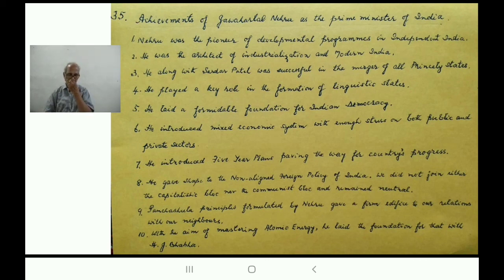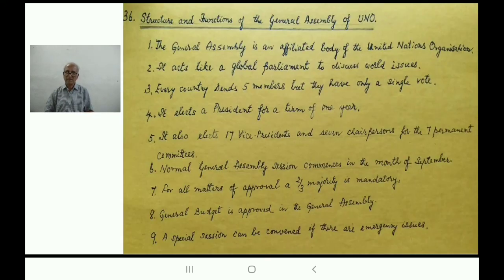36th question. Structure and functions of the General Assembly of the United Nations Organization. UNO, it is the world government. They may not be ruling each of the countries, but as a world government, they give us the guidelines. They guide us.